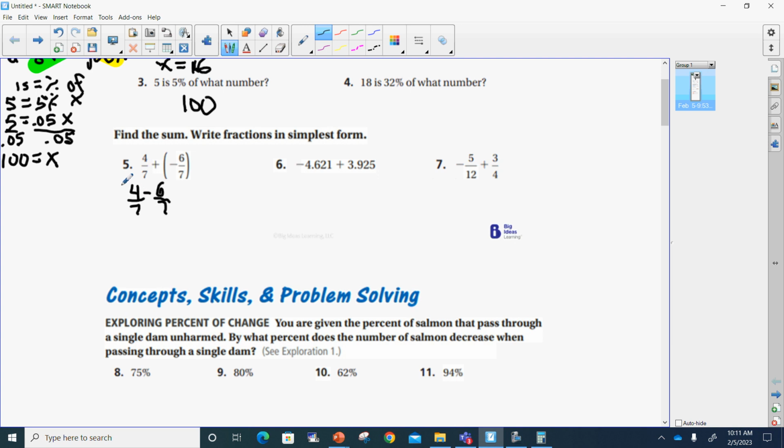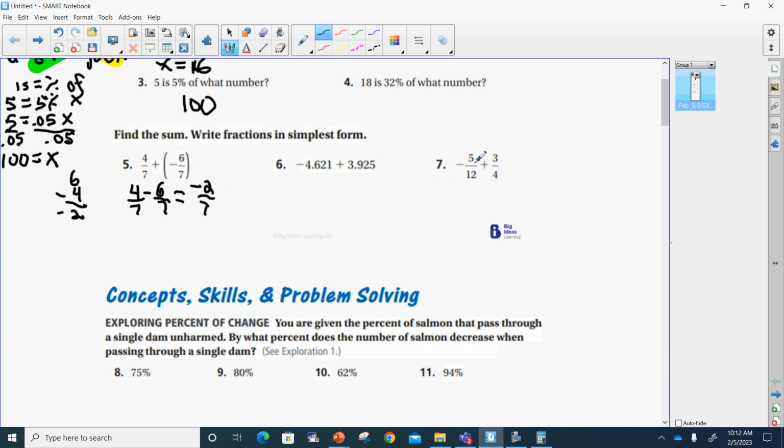When my signs are different and I have a positive 4 and a negative 6, so they're different, I find the difference, which means I take the big number, 6, minus the small number, 4, and that's going to give me 2. And then I keep the sign of the big number. The big number had a negative in front of it, so this is going to be equal to negative 2 over 7. And that's it.